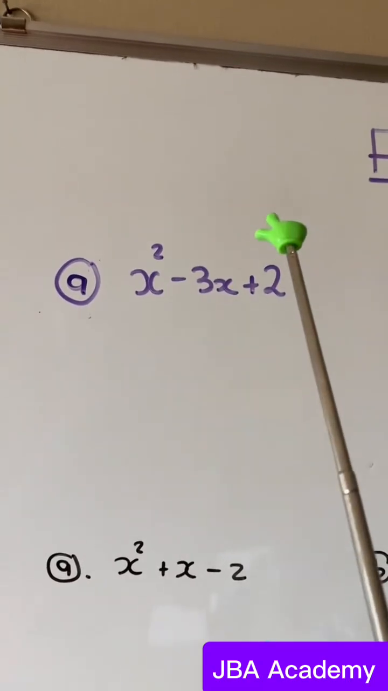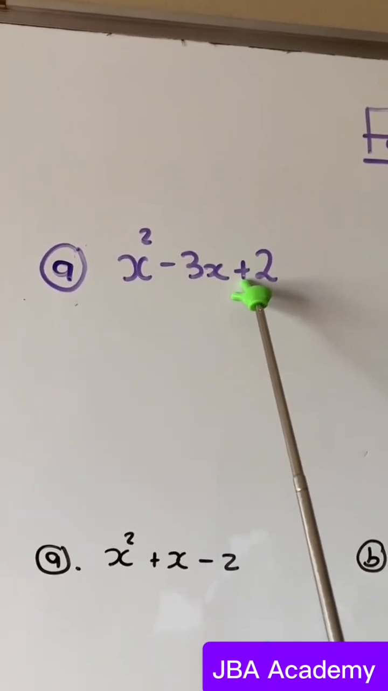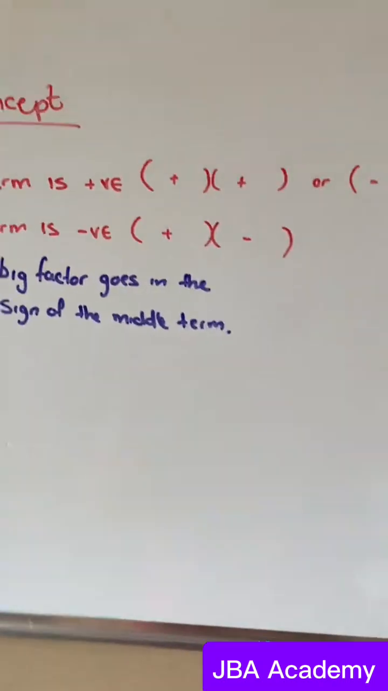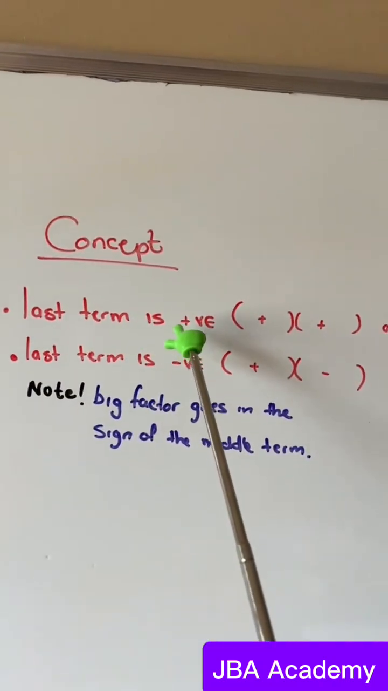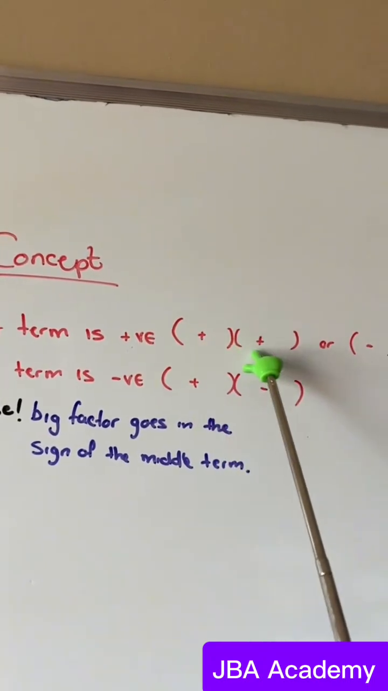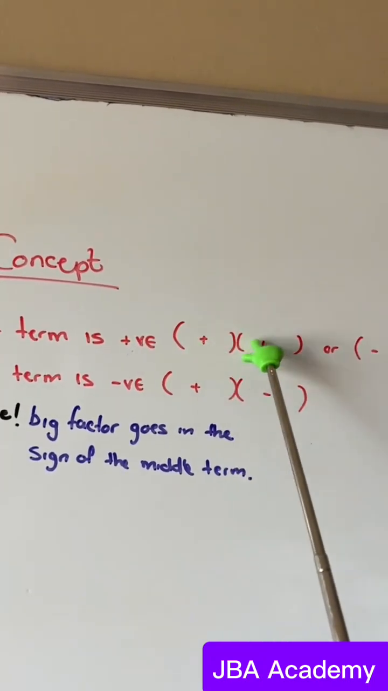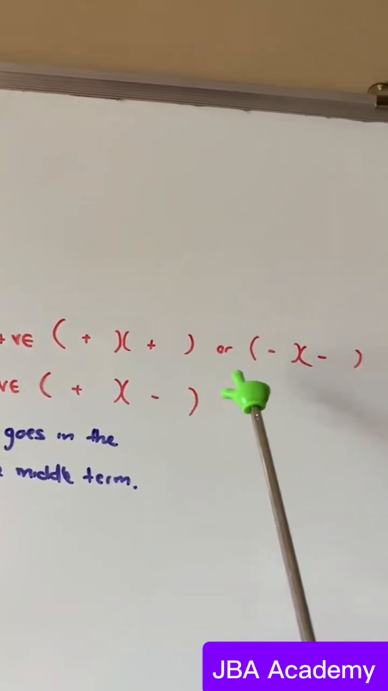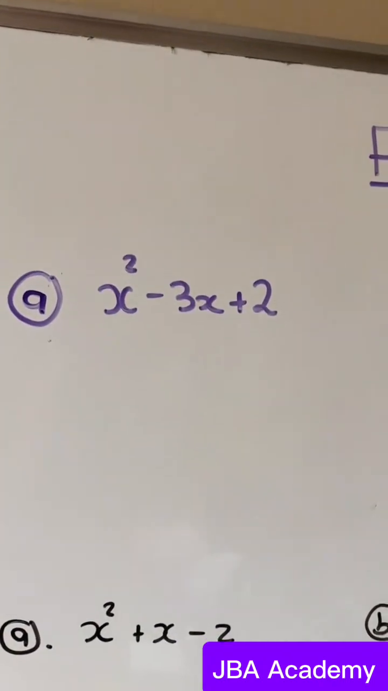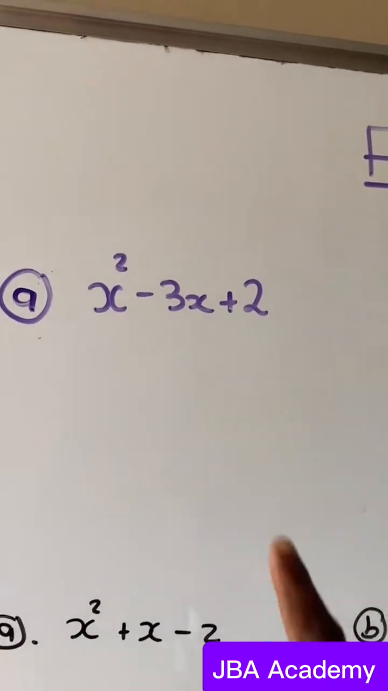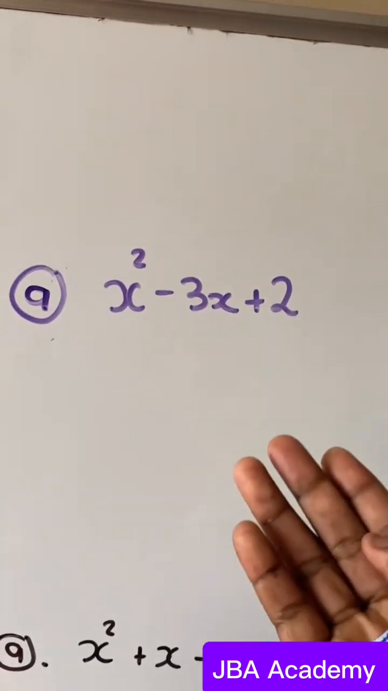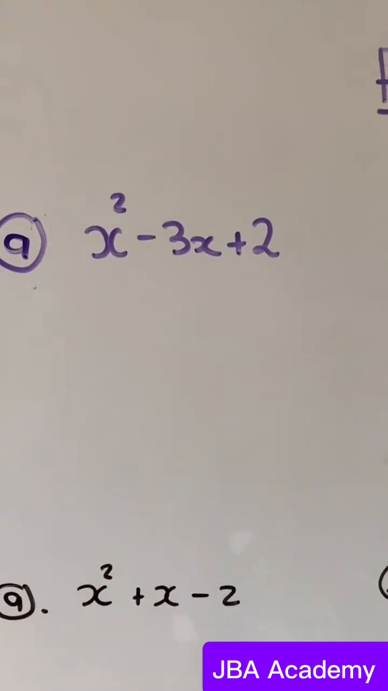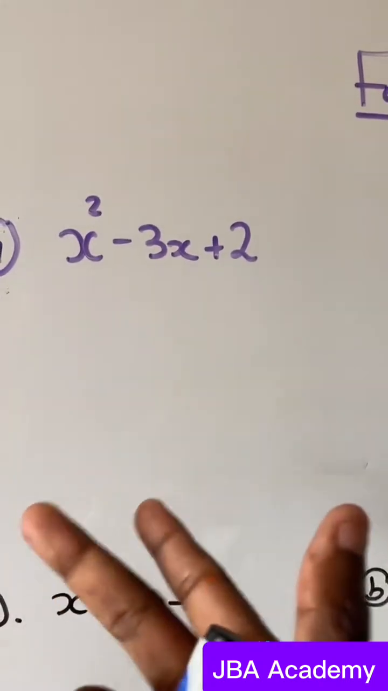Note the important factors are your plus and your minus when it comes to the last term. This is why. If your last term is positive, that means your signs in the brackets will be the same. So it's either going to be a positive and a positive, or a negative and a negative. But then how will you know that? Well, let's look at this, for example. Here, the last term is positive. Now that means the signs in the brackets will be the same. But now you're confused. Will it be a positive and a positive or a negative and a negative?